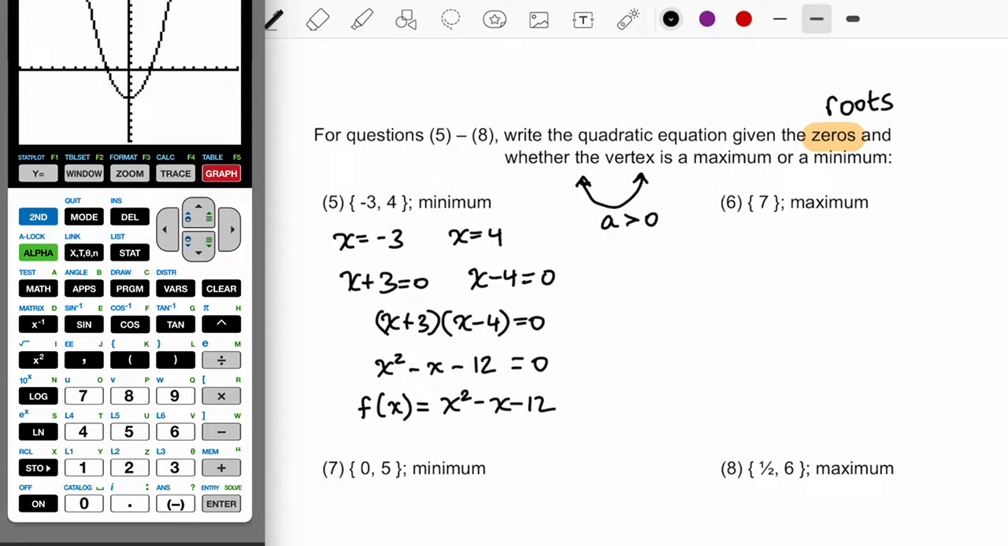How did you know it has to be positive? Because the vertex is a minimum, which means it must be an upward facing parabola, which puts the vertex at the minimum. All right. If it's an upward facing parabola, then the a value is going to be positive.